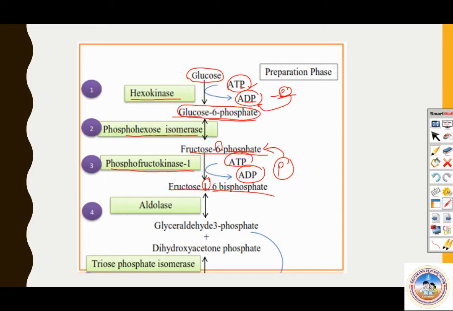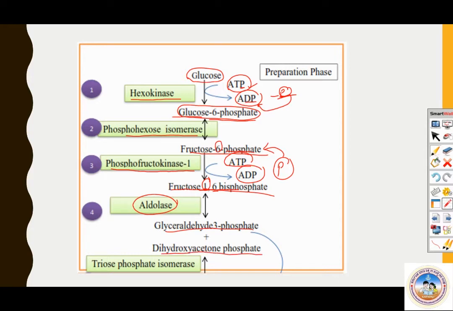Fructose 1,6-bisphosphate. Now, darlings, your fructose 1,6-bisphosphate, in the presence of the enzyme called aldolase, will again undergo a process to give rise to two products over here. Which ones? Glyceraldehyde 3-phosphate and dihydroxyacetone phosphate.